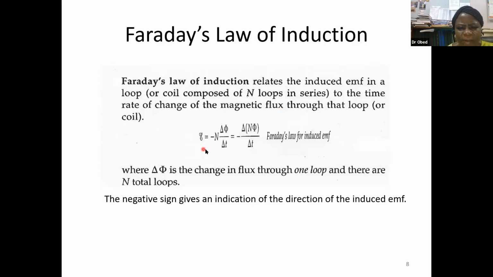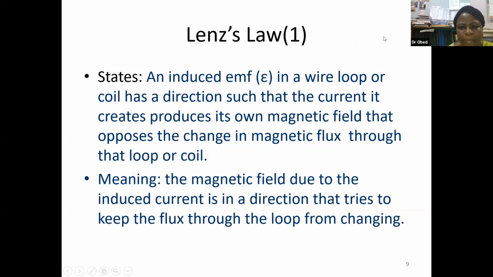So this is the formula for Faraday's law for induced EMF. Epsilon is equal to minus n delta phi over delta t, and it can also be written this way, where delta phi is the change in flux through one loop and there are n total loops. The negative sign gives an indication of the direction of the induced EMF. We saw that last week. So the next slide is talking about Lenz's law. A Russian physicist named Heinrich Lenz discovered the law that governs the direction of the induced EMF.